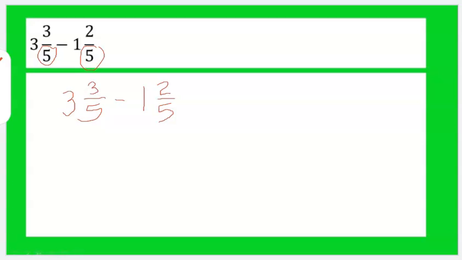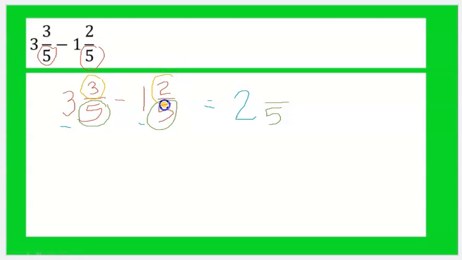Okay, so we're first going to subtract our whole numbers, just like we did previously. So 3 minus 1 equals 2. Okay, then I double check that my denominators are the same. They are. They're each 5. So I go ahead, draw my fraction bar, and write the denominator of 5. Then I subtract my numerators just as I would my whole numbers. So 3 minus 2 is 1. So my answer becomes 2 1/5.